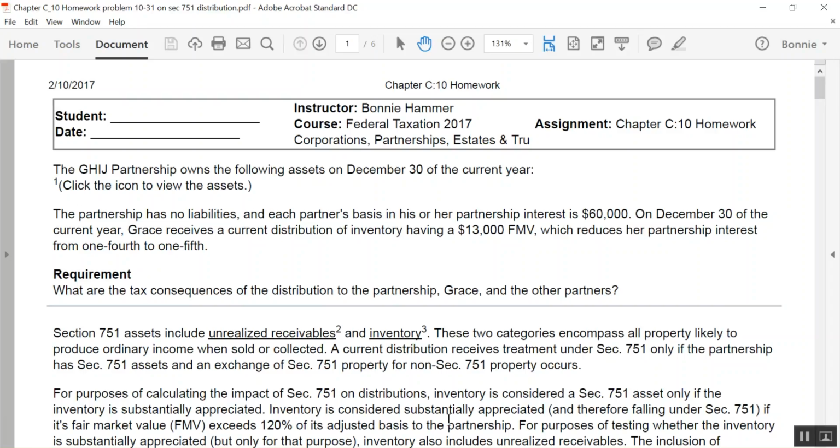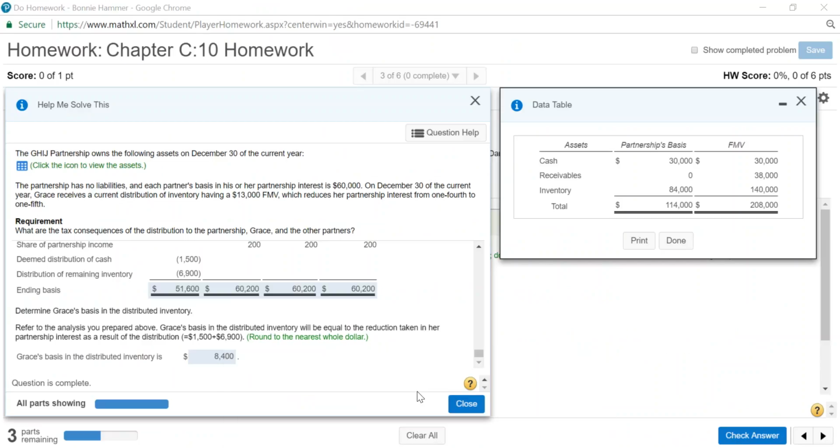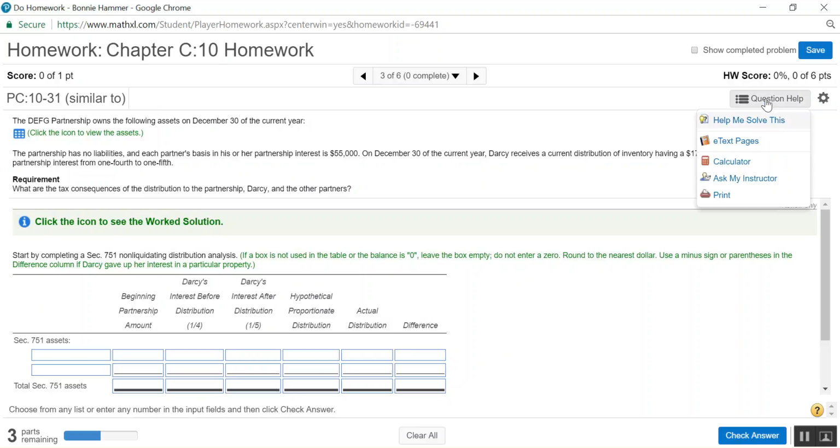However, as I've hinted at with you guys before, it's very helpful to use the help me solve this option under the help section when you're in the problem. You're up here in the problems, there's this question help, and you click on that. There's help me solve this, e-text pages, calculator, ask my instructor, print. Notice ask my instructor comes after help me solve this.